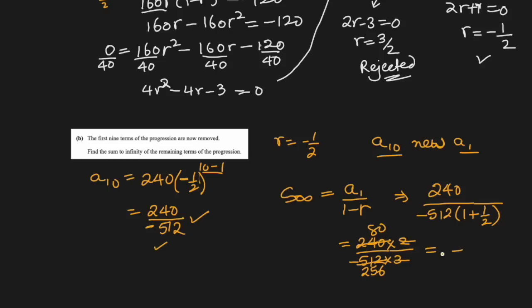equal to minus, and what can we multiply this with? Not 10, 8. 10 and 32. All right, it is again reducing, 5 over 16. So finally our sum to infinity is minus 5 over 16. Done.